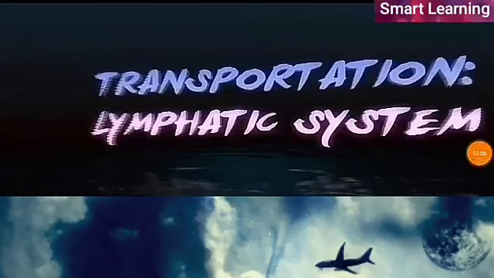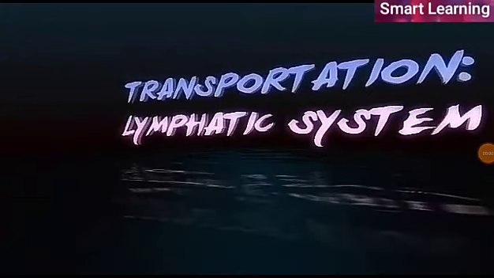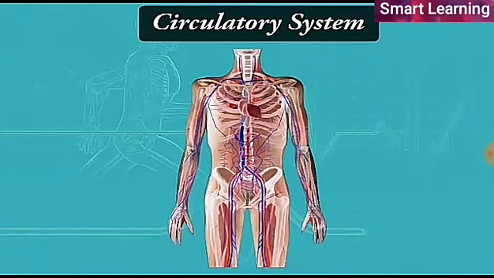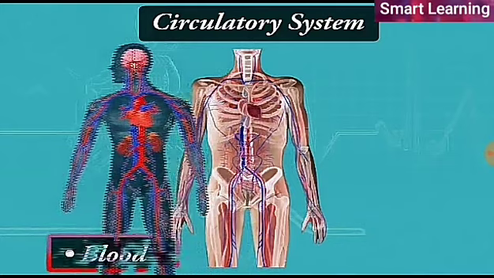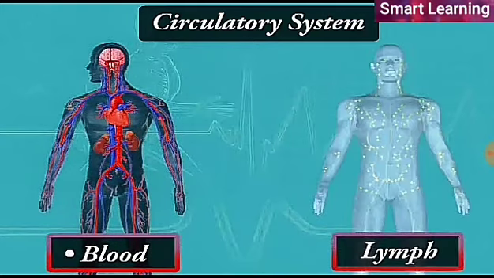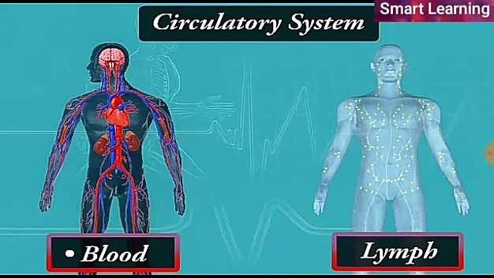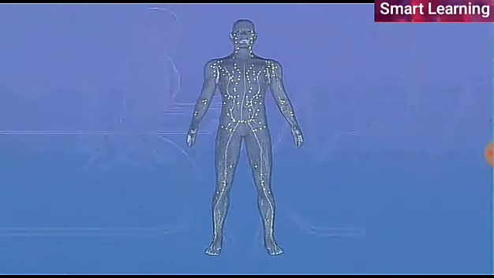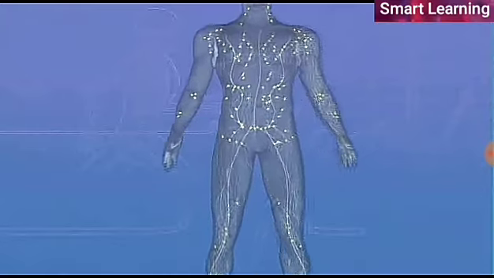Lymphatic system. In the human body, the circulatory system is composed of two important fluids that are involved in transportation. These are blood and the lymph. We are already aware of the role of blood in our body. Let us now learn about lymph, which is also known as the tissue fluid. Let us understand the role of lymph in our body.